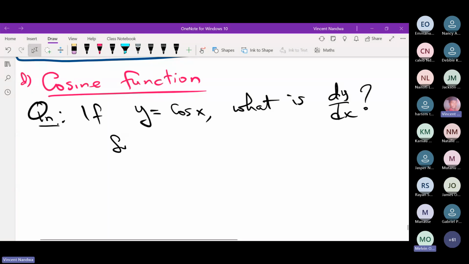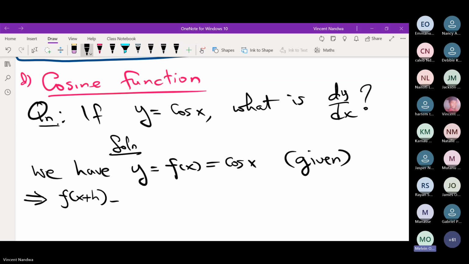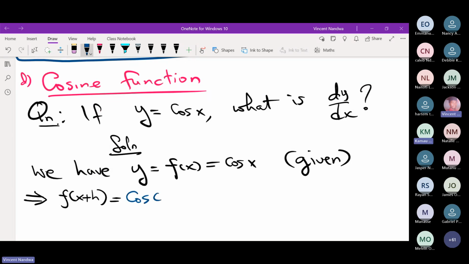So solution here, we have y, which by default is f of x, given by cosine of x. So this is already given. So once you have f of x, you need to define f of x plus h. And this will be given by cos of, in brackets, x plus h. Correct, cos of x plus h.